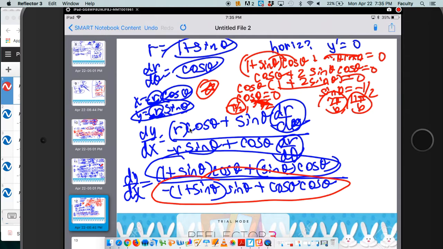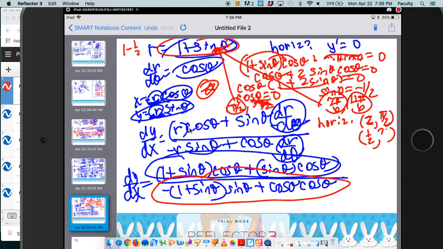Points. So now I want points. So this is theta, I need r. So I fill them in to here. And so I have a horizontal tangent at (r, theta) at pi over 2. When I fill in pi over 2 here, I get 1 plus 1, I get 2. I'm going to draw a picture of this in a minute. When I fill in 7 pi over 6, I get 1 minus 1 half. So I get 1 half, 7 pi over 6. And the same thing for 11 pi over 6.